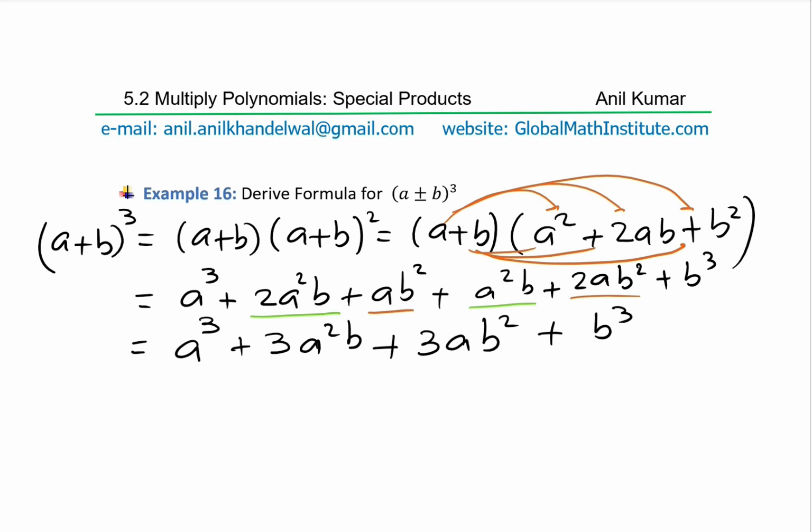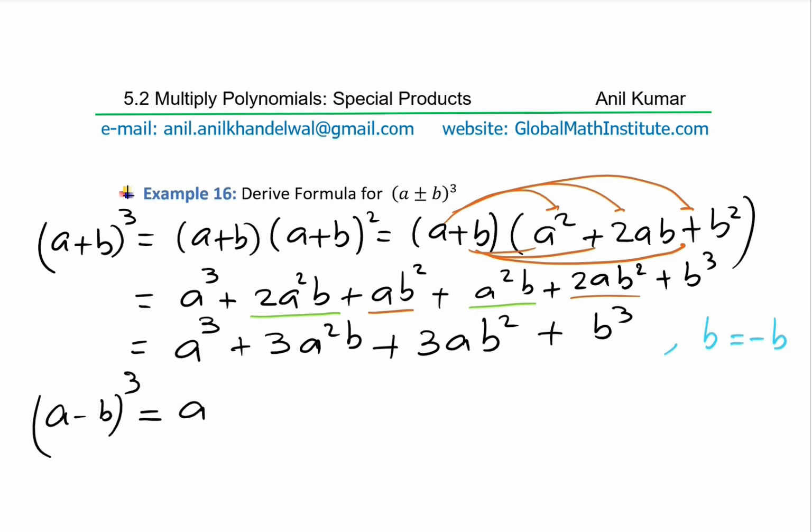Now, can you tell me how do I get the formula for (a minus b) whole cube? Well, simply, if I replace b with minus b, I should get my result, right? So I'm going to do that. So I'm going to replace b with minus b.